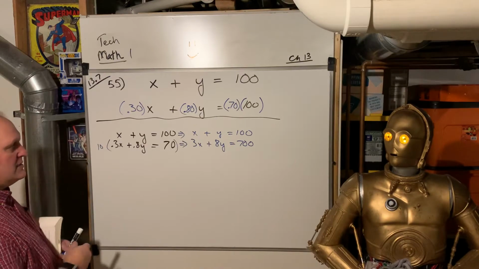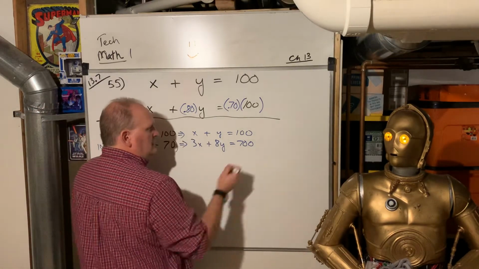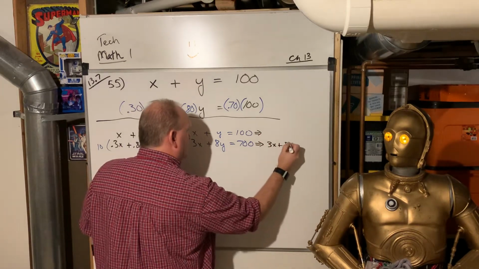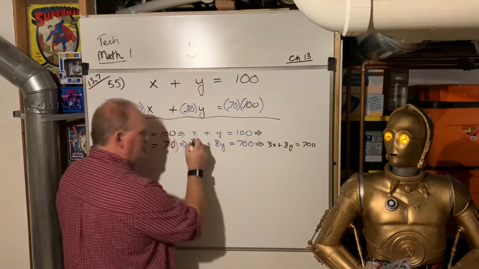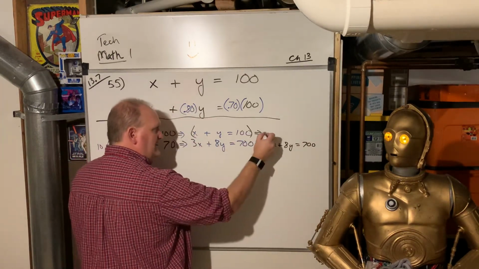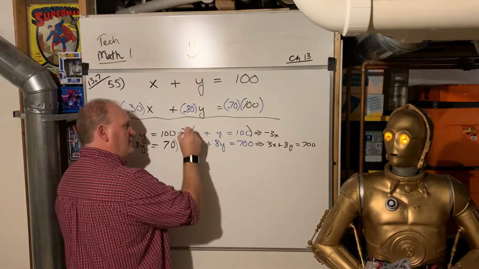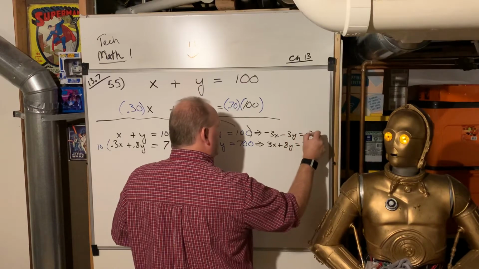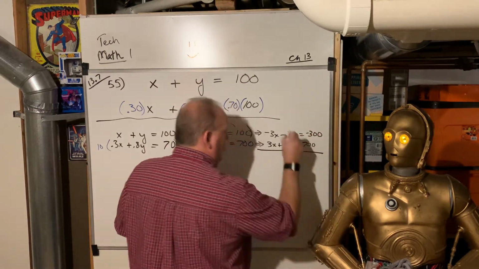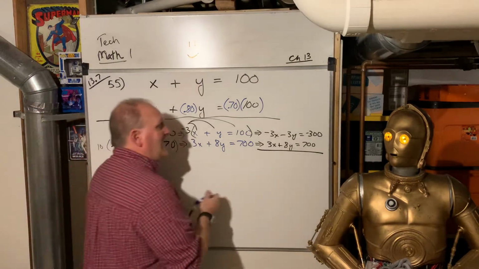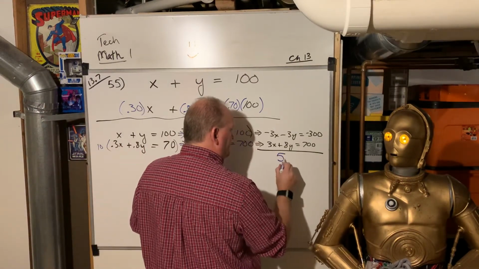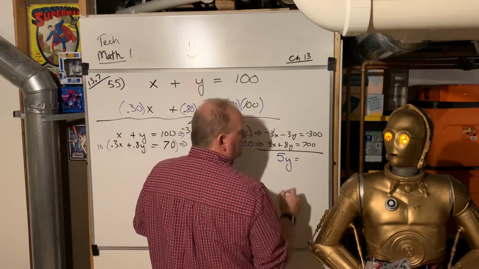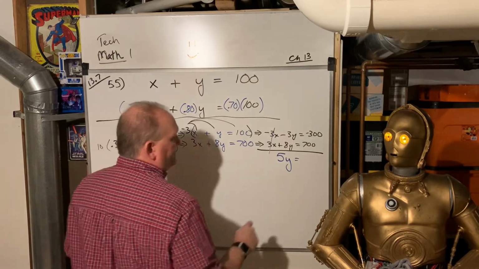Now we want to get rid of the x's or the y's. Let's get rid of the x's. So if we want to get rid of the x's, this stays 3x plus 8y equals 700. But this, I've got to get rid of the x, so I want a negative 3x there. So I multiply everything by negative 3. So negative 3x, negative 3y equals negative 300. I add straight down, I get 5y, right? The x's die like we wanted them to. 5y is equal to 400.